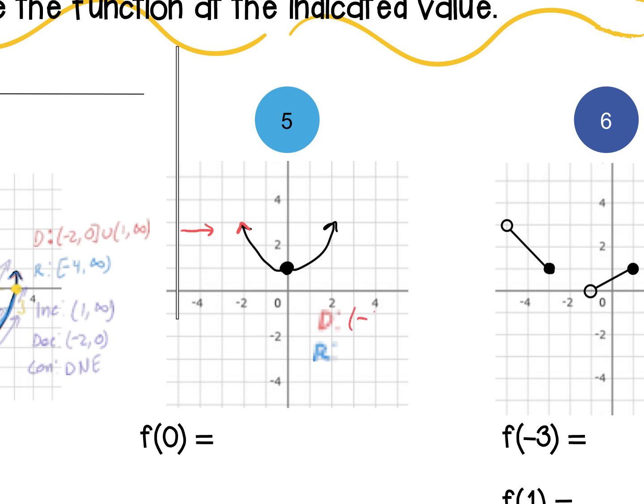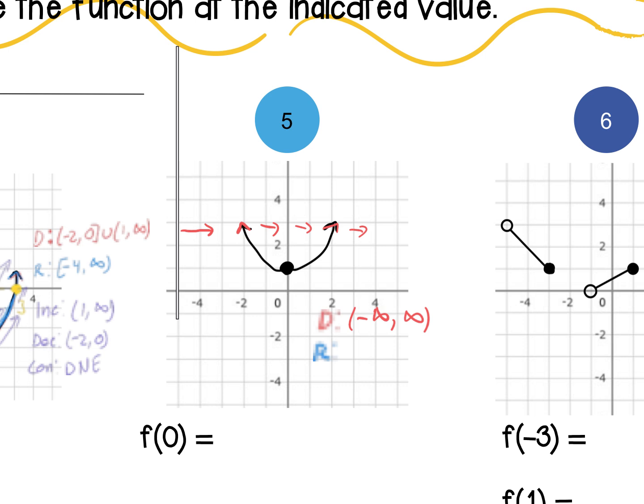So our domain, we're going to start at negative infinity. Then if we keep going to the right, notice that we have another arrow. This arrow means you're going forever in that direction, so you're going forever to the right. So our domain here is going to be from negative infinity to infinity.